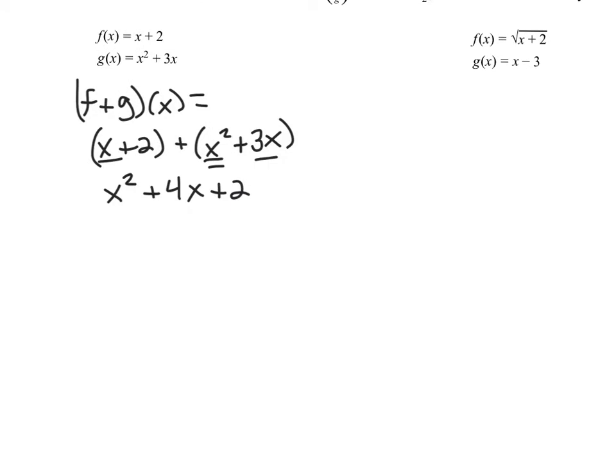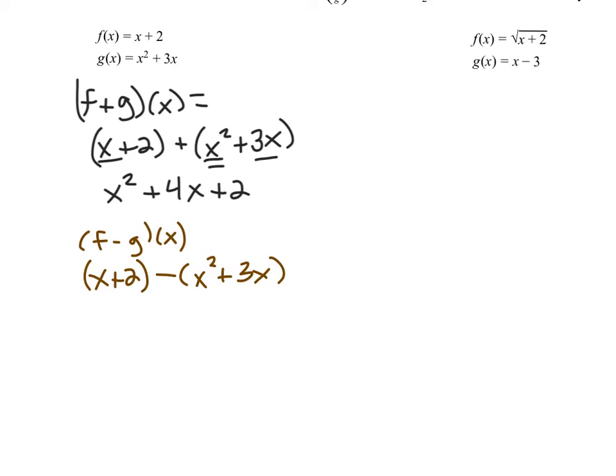Now the difference will be a little different. So if I look at the difference, I'm going to do f minus g of x. Looks very similar to above. We have (x plus 2) minus (x squared plus 3x). And you can see I'm always putting these in parentheses because that helps in algebra to make sure we get the operations correct.